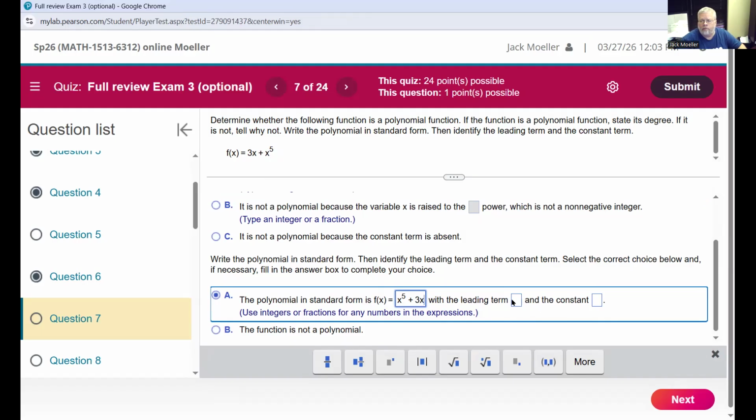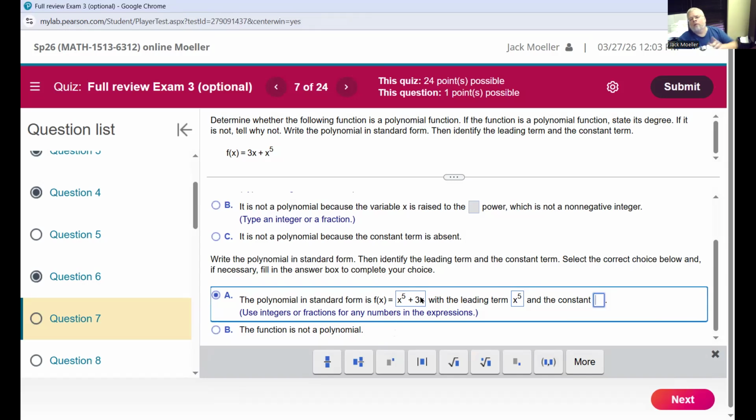With the leading term, well, the leading term is x to the 5th, because it says term, just the whole thing. And then the constant, well, there is no constant. So what do they want here?